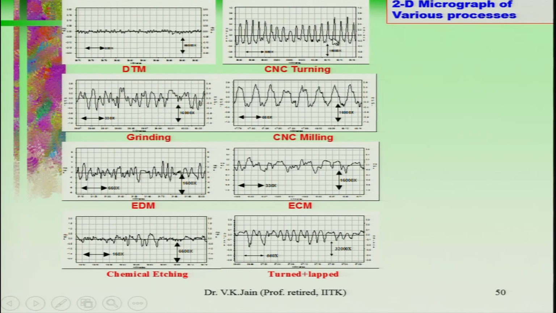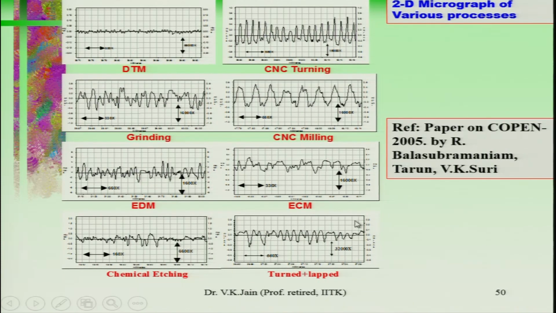This is a CNC turning surface, this is the grinding surface, this is the CNC milling, and this is the EDM, electric discharge machining surface, then electrochemical machining, chemical etching, and turned plus lapped surface. So, you can clearly tell that DTM is giving the best surface roughness value as compared to all the other existing processes which I have just mentioned over here, including the lapping.